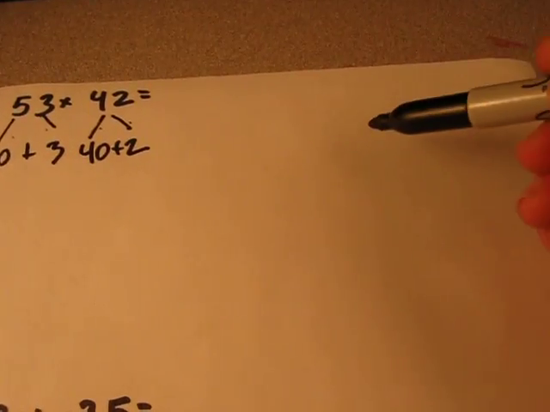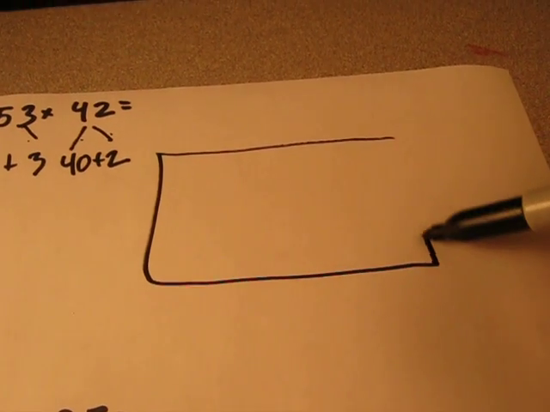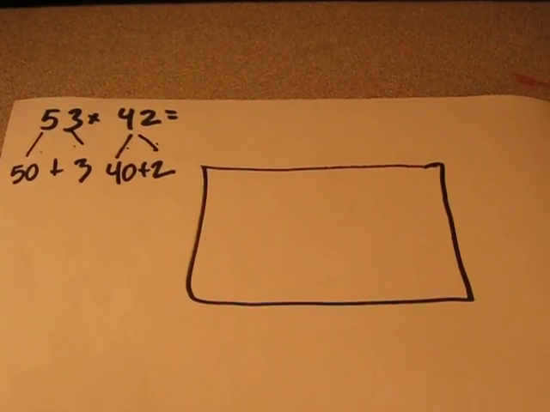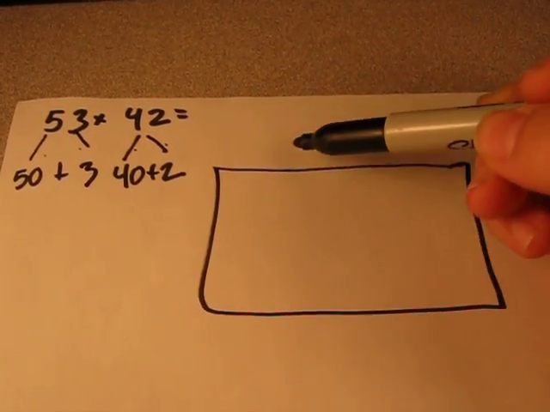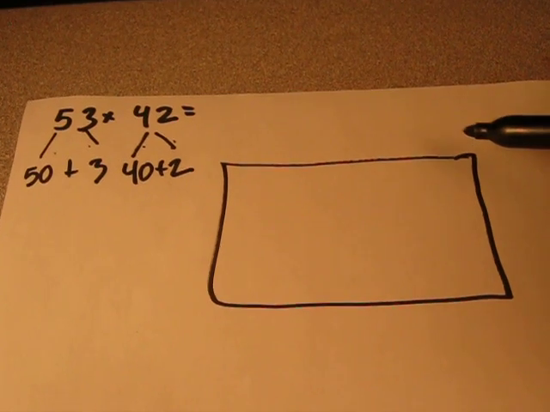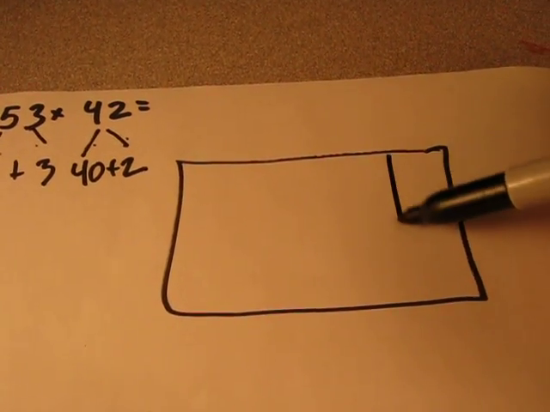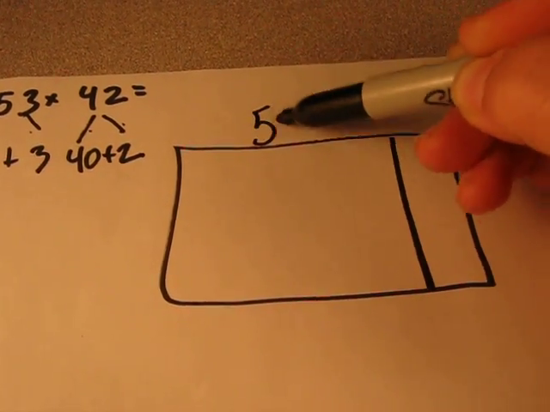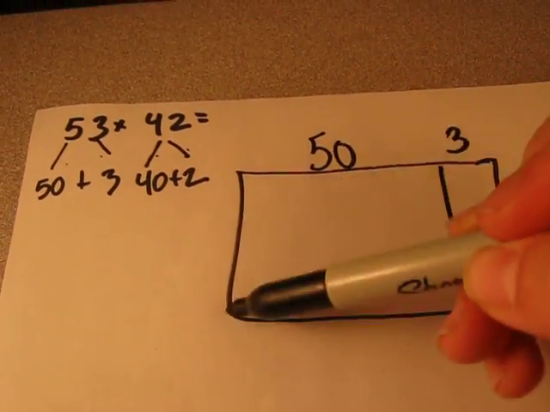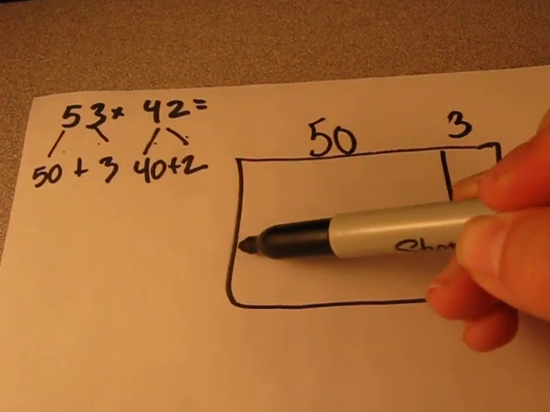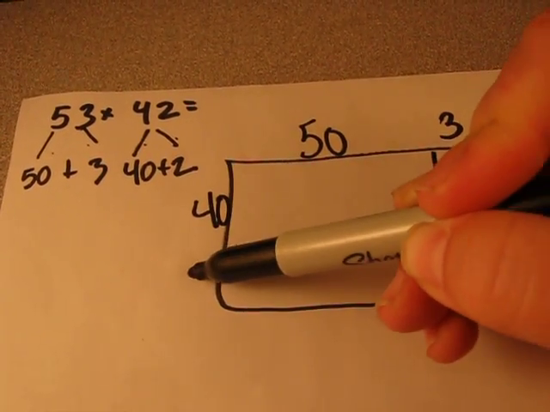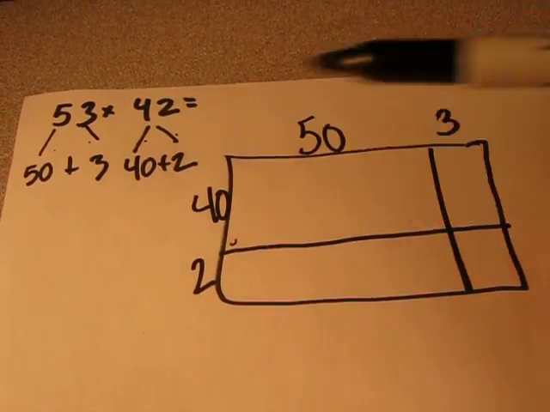So now, draw a rectangle. Pretend the rectangle is a house. And in your house, you're going to make a set of rooms. Going this way, this wall is 53 feet long. So let's divide it into 50 and 3, because 50 plus 3 makes 53. This length is 42, so we're going to divide it into 40 and 2, because 40 plus 2 makes 42.